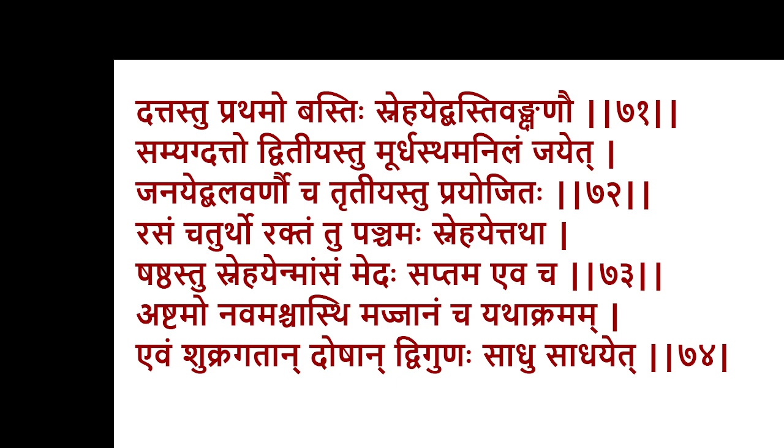The fifth basti would be reaching the rakta, and the sixth basti would be reaching the mamsa, and medas would be facilitated by the seventh basti. The eighth and ninth would be helping in asthi and majja, and if it is doubled, like instead of 9, if you give 18 bastis, it will help in removing the shukragata dosha. This is a unique concept of Sushruta.